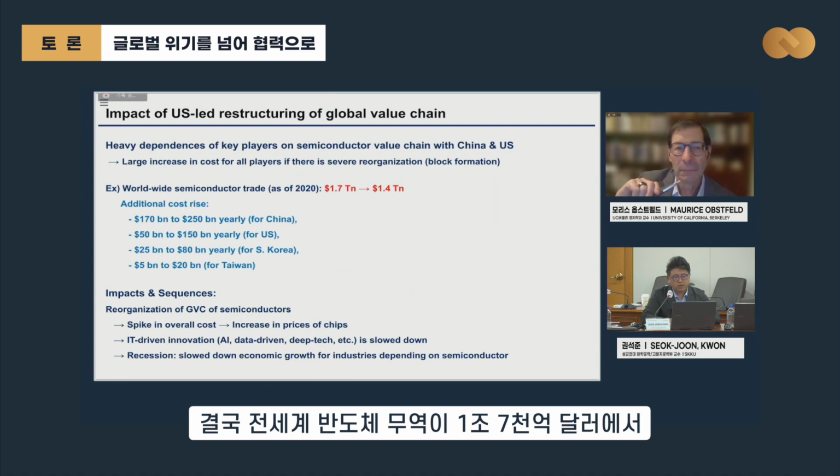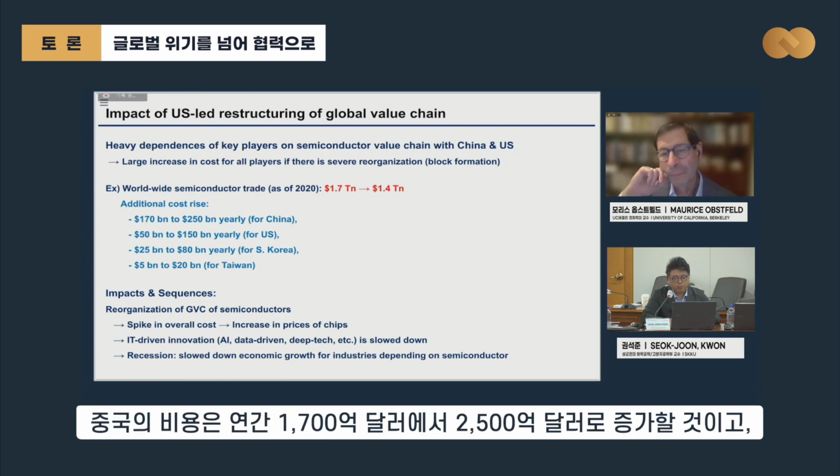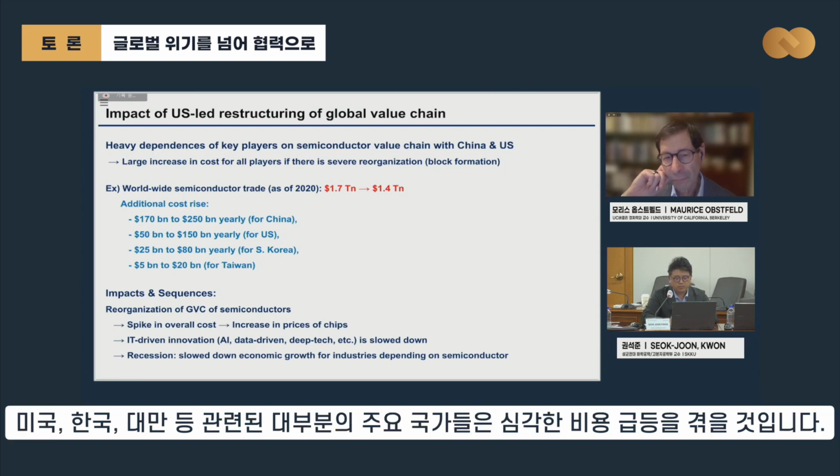So we can talk about how worldwide semiconductor trade will decrease from $1.7 trillion to $1.4 trillion. And there will be additional cost rises from $170 billion to $250 billion yearly for China. And most of the key players, involving the US, South Korea, and Taiwan, will suffer severe cost spikes.